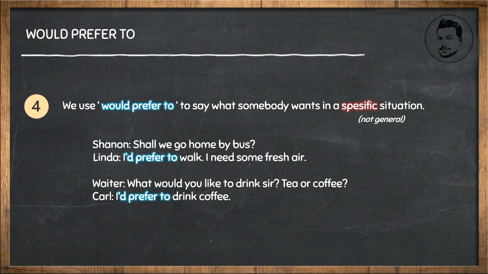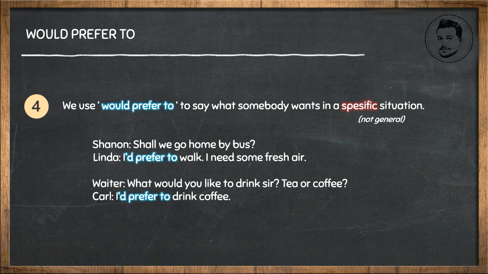But look at these situations. Shannon says, shall we go home by bus? Linda says, I would prefer to walk. I need some air. Look, Linda doesn't mean that she always prefers to walk. No, that's just for a specific situation. Maybe she was not feeling that well that day, so she decided to walk. But it's just for that day. It's not a general preference for that moment.